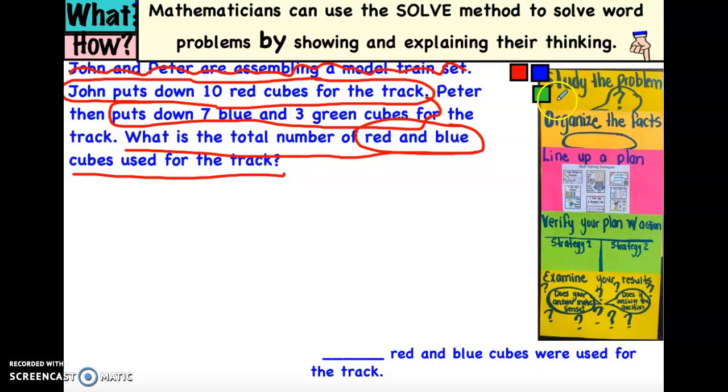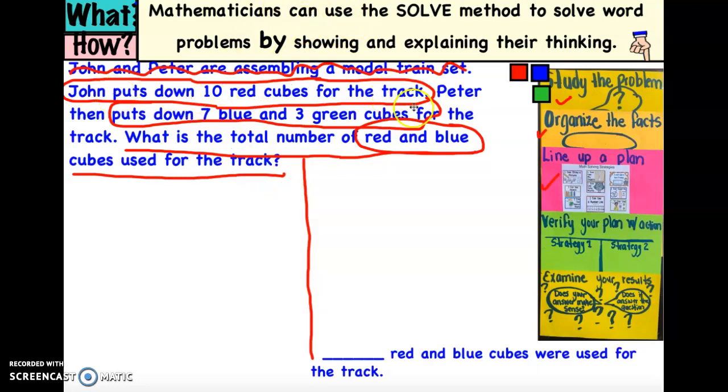So mathematicians, we have studied a problem by underlining the question, making sure we understand what the question is asking us to find. We have organized our facts by circling all important facts. Now we need to line up a plan. We need to think of two different strategies that we can use in order to solve the problem. So I like to use my manipulatives to show a visual solution to the problem. And then I'm going to use a number sentence for the next one. Maybe you have used a different strategy, but as long as we get to the same answer, then it's okay.